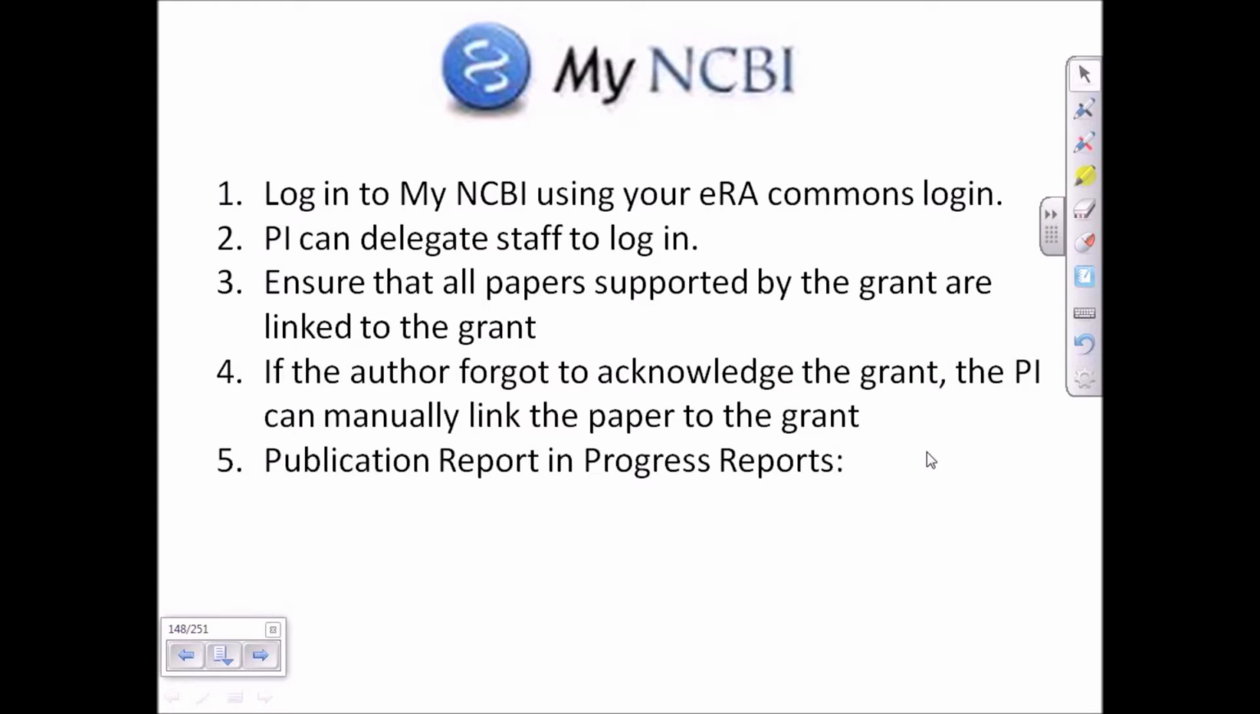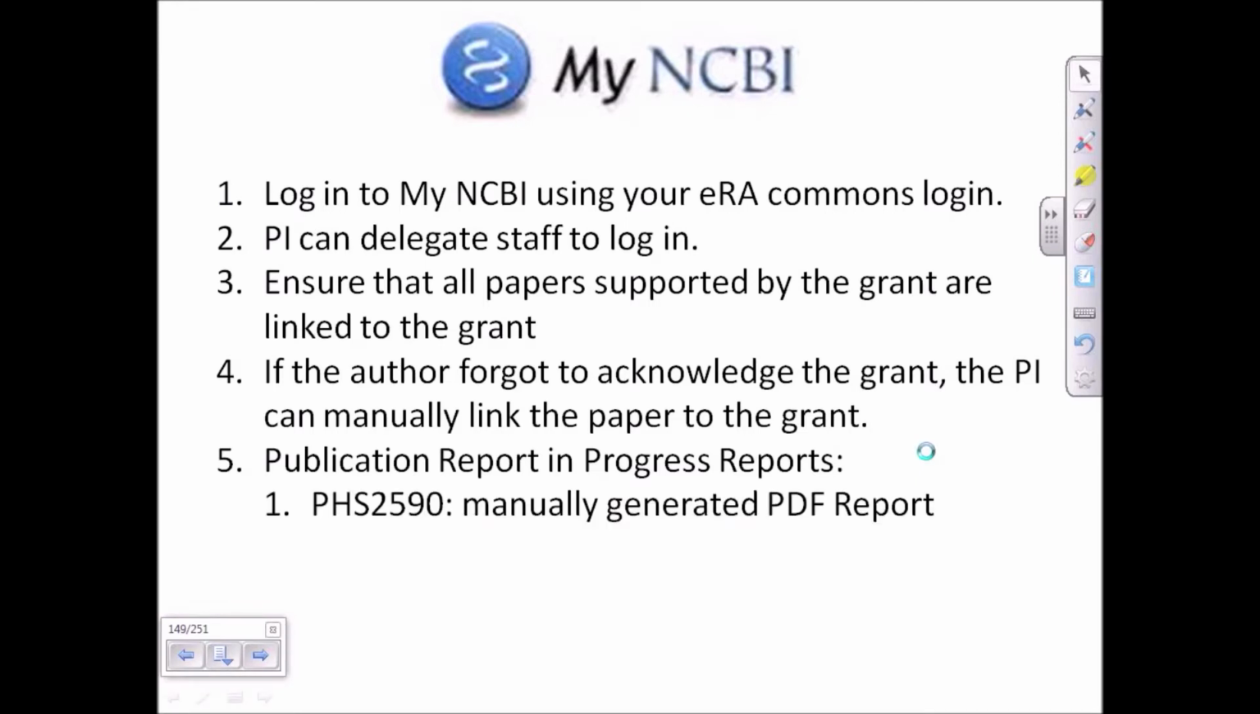Now, one of the most important things that a PI does is to prepare and submit the annual non-competing progress report. And to do that, you need to create a publication report for the progress report. And there are two methods of doing that, depending on your way of submitting the progress report, whether it's by paper or electronic. So if you're submitting your progress report by paper using the 2590 form, you need to have a manually generated PDF report of all of the publications supported by that grant.